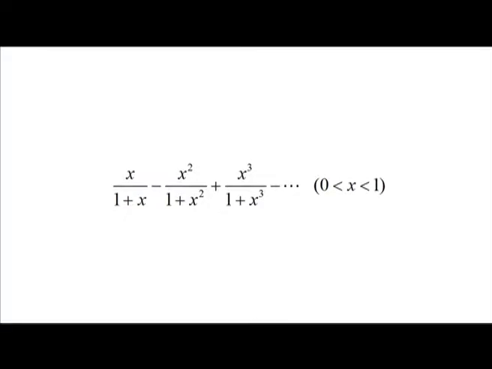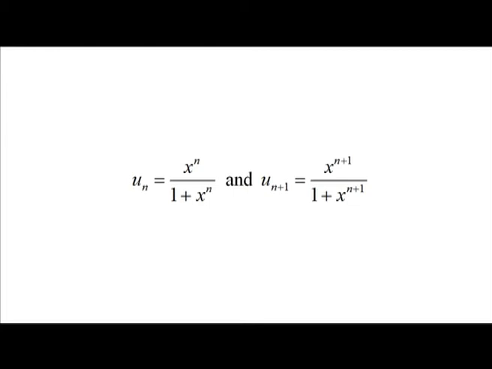Let us examine the convergence of the series x upon 1 plus x minus x square upon 1 plus x square plus x cube upon 1 plus x cube minus etc., 0 less than x less than 1. With u_n equal to x^n upon 1 plus x^n and u_(n+1) equal to x^(n+1) upon 1 plus x^(n+1).